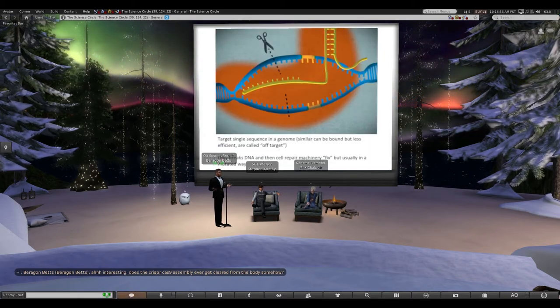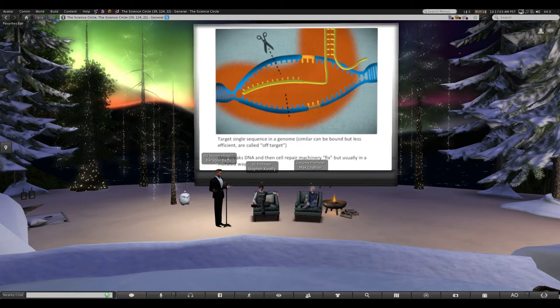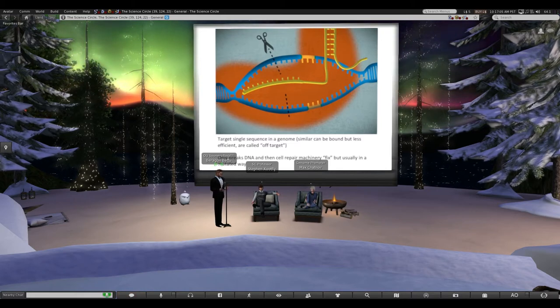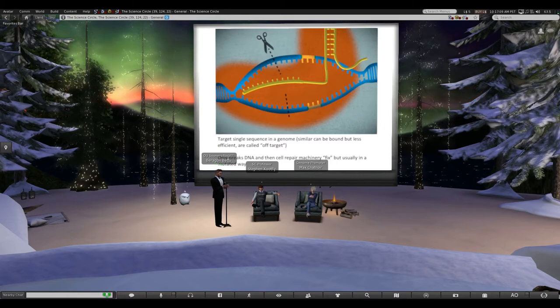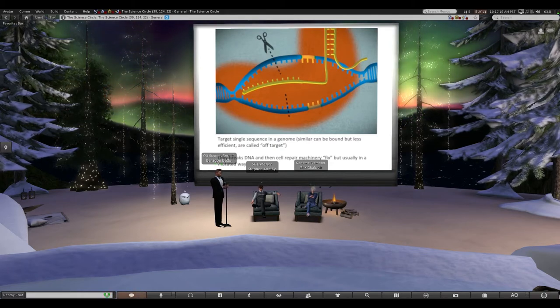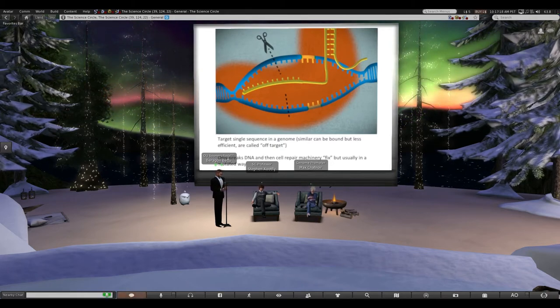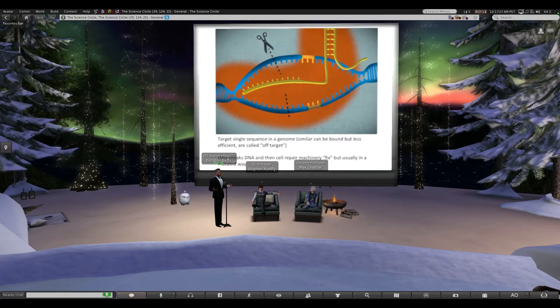From what you just said, it sounds like the CRISPR-Cas9 assembly is kind of lingering around, and it's going to cut whenever it identifies a sequence that it can bind to. So of course, if it just rebuilds the same sequence, it's going to cut it again. But does the CRISPR-Cas9 assembly ever get cleared from the body, degraded somehow, so it goes away, or is it always there?